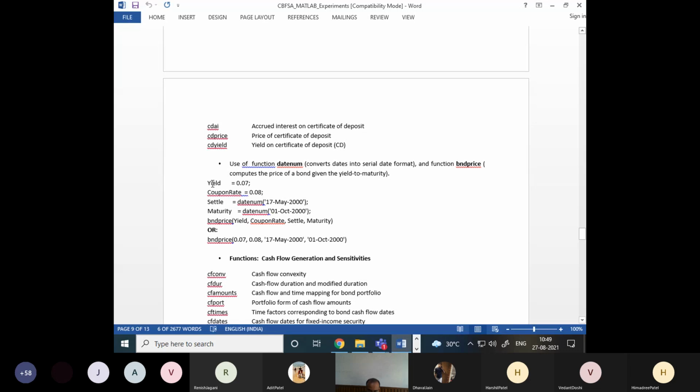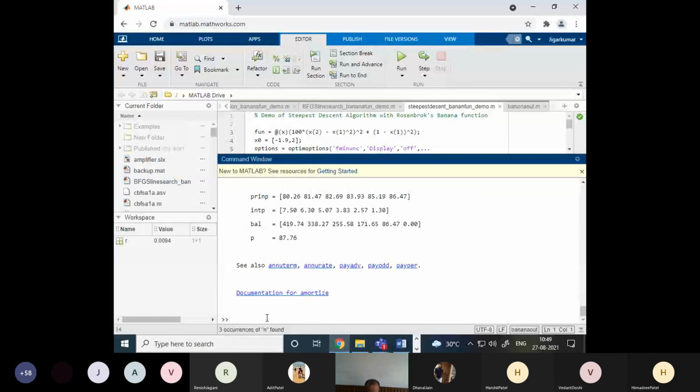Let me go to this example. We are now using the bond price function. Let me go through the help of this function, help bond price.